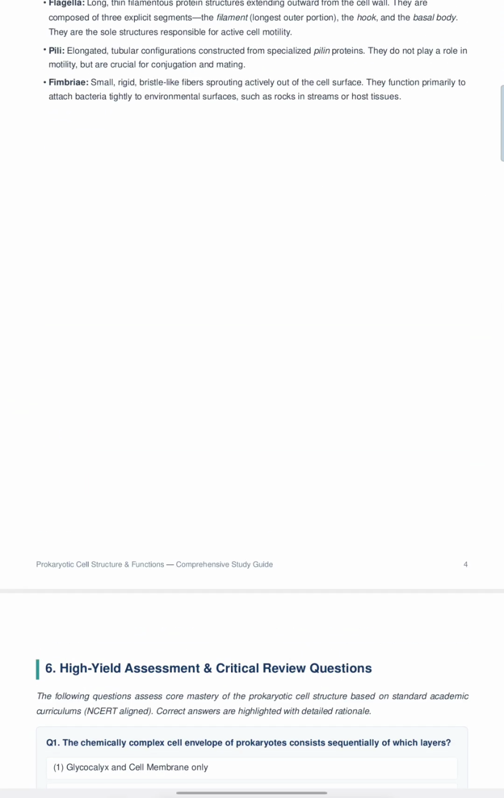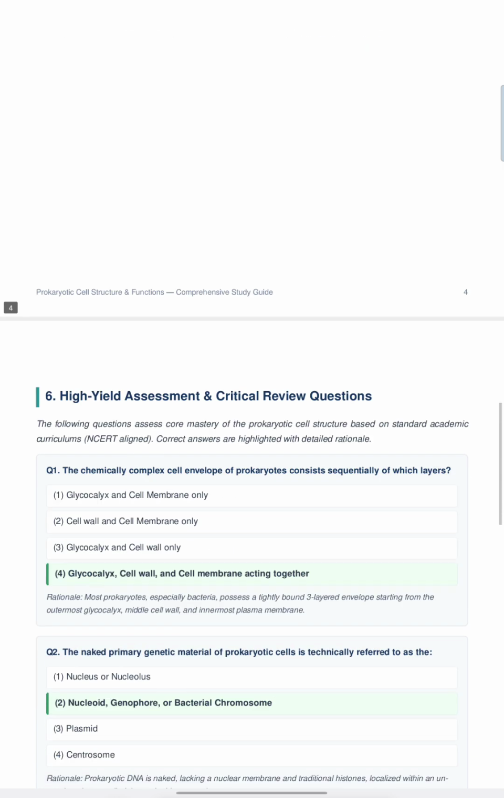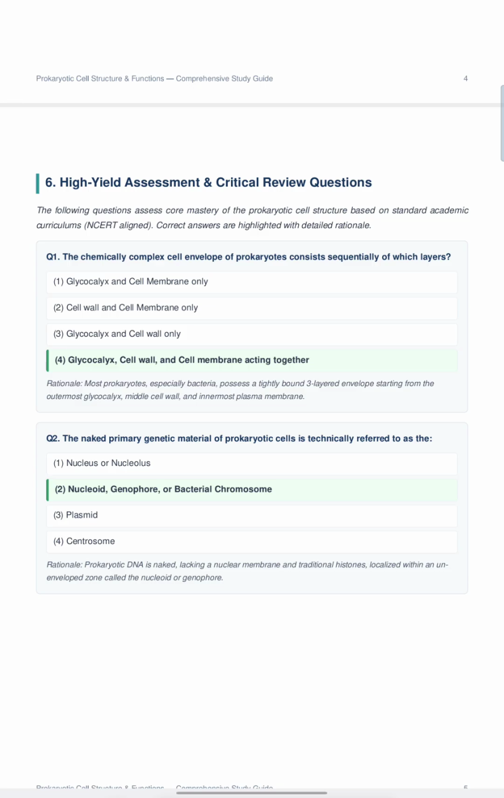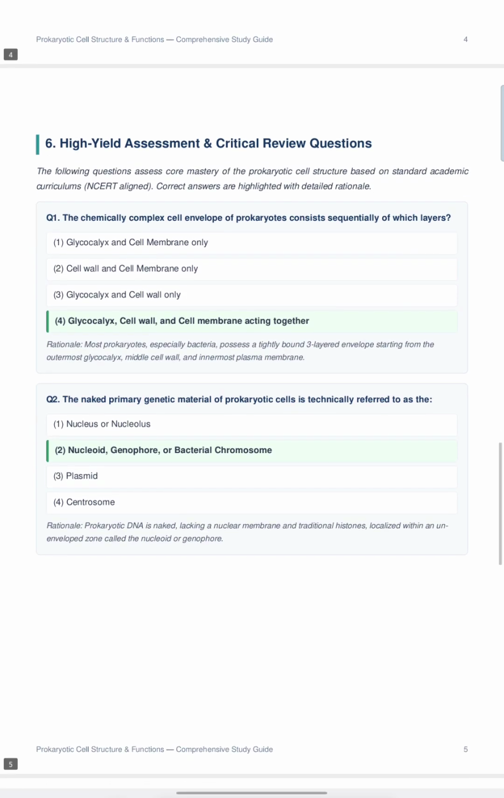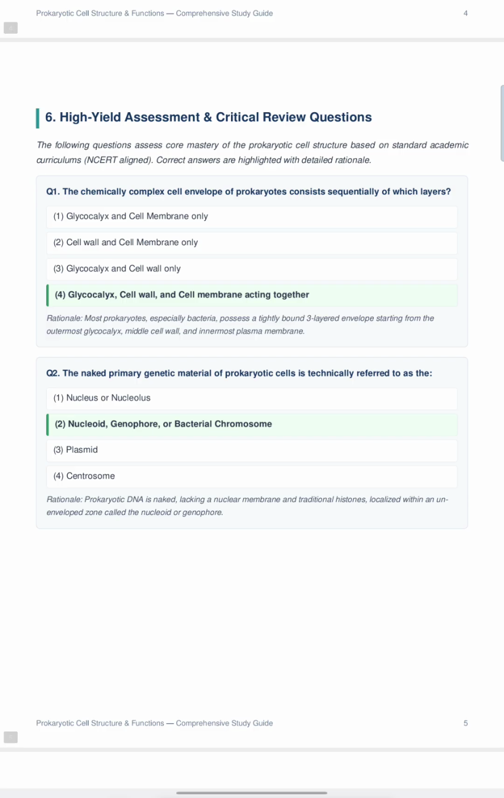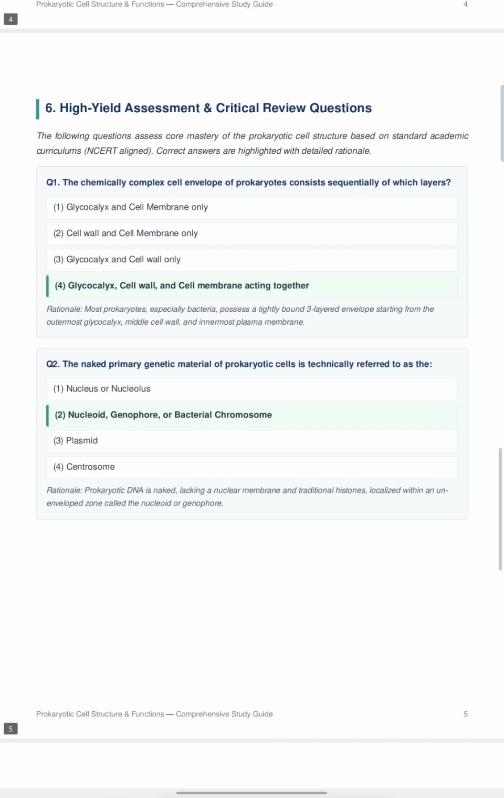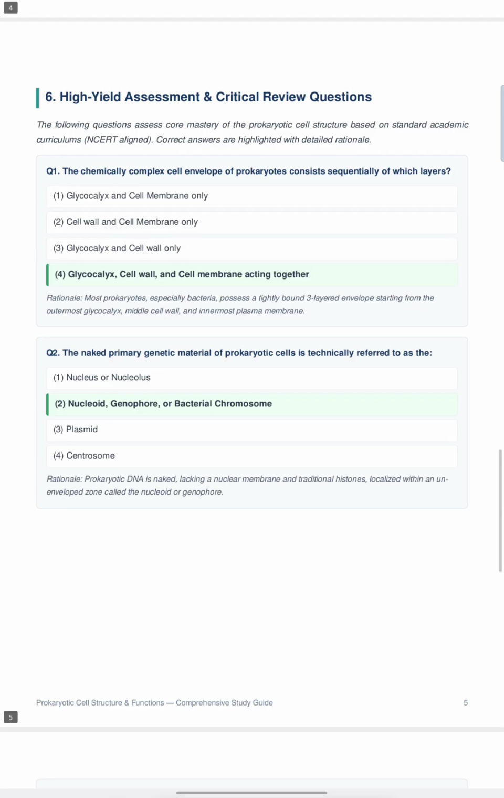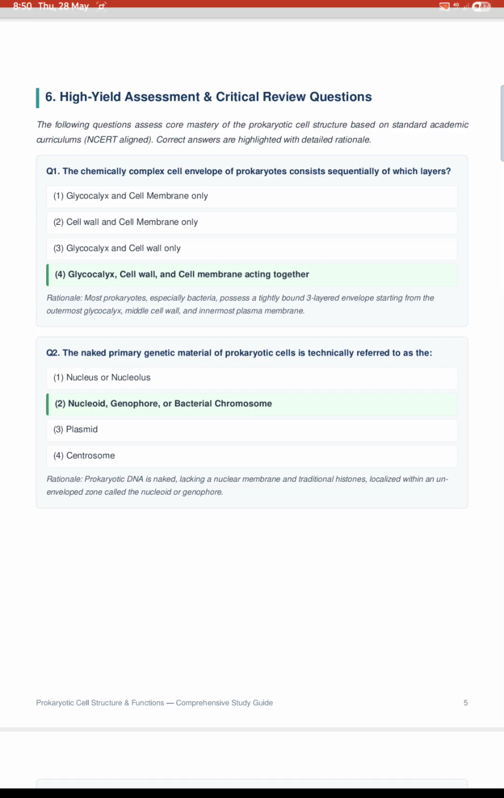Now let's try some questions to analyze our knowledge. You can see 6 questions, high yield assessment and critical review questions. These are NCERT based and line by line questions, so please don't skip them. Question 1: the chemically complex cell envelope of prokaryotes consists of sequentially which 3 layers? We have studied the 3 layers: glycocalyx, cell wall, and cell membrane. That is the correct answer.